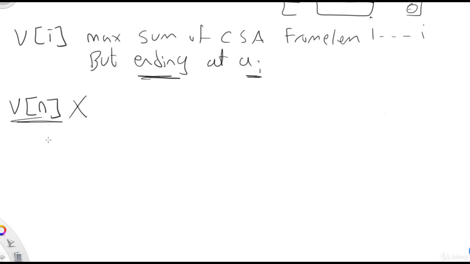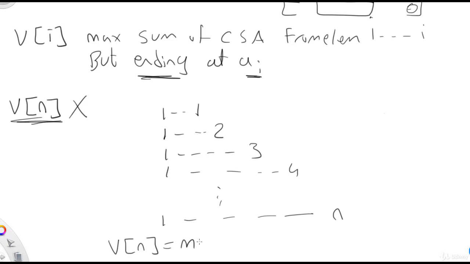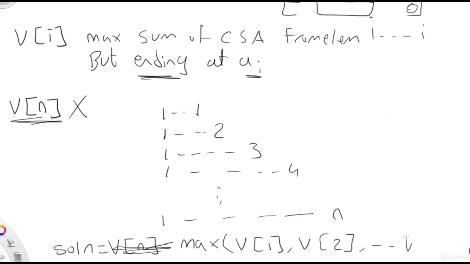So how can I use VN to reach my answer? Well, we can simply return the maximum sum of a contiguous subarray from elements 1 to 1, or from elements 1 to 2, or 1 to 3, or 1 to 4, all the way to elements 1 to n. In other words, my solution is equal to the maximum of V1, V2, all the way to VN.